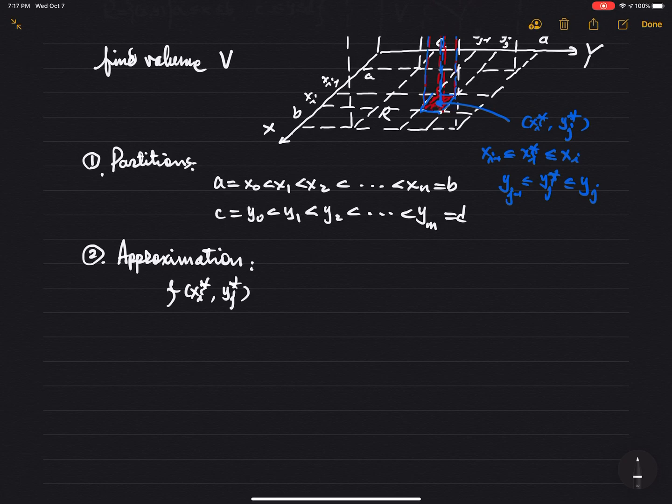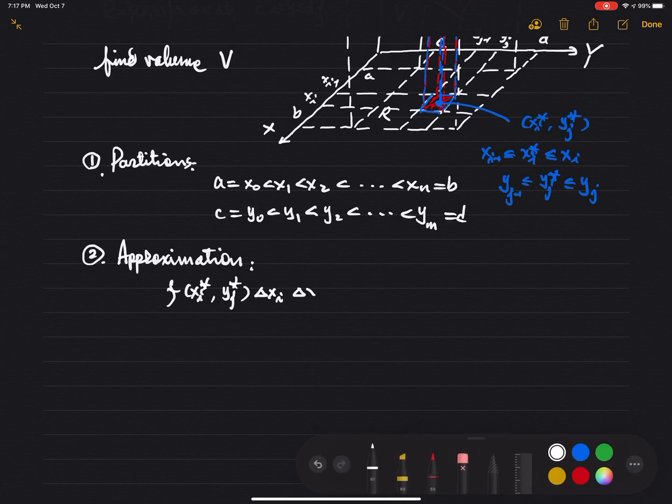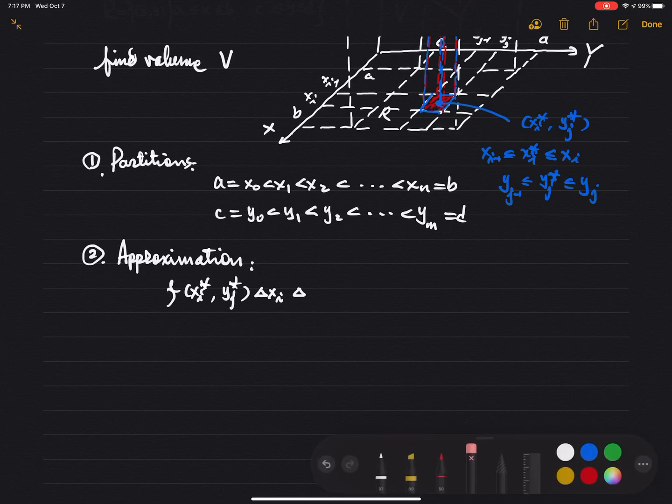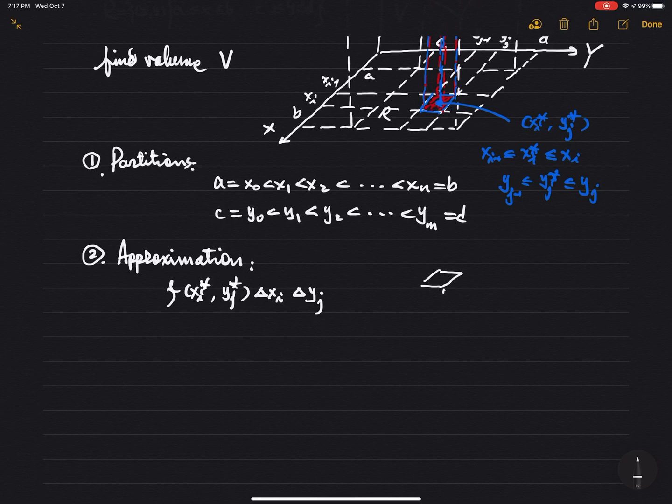Okay, so here we say, well, this one you multiply delta xi times delta yj. What's that? Okay, so you think about this. I'm going to draw a picture over here. And then you basically use this rectangular box.